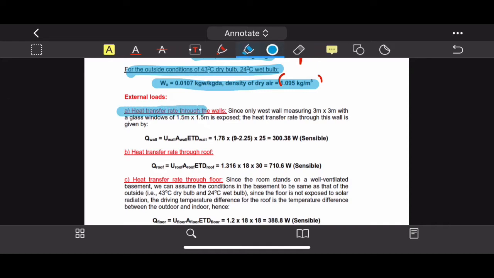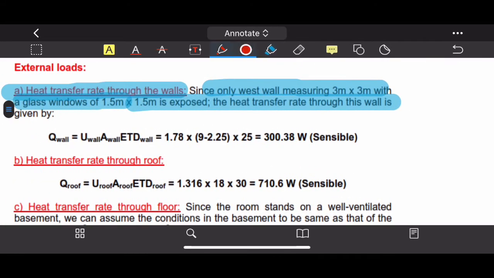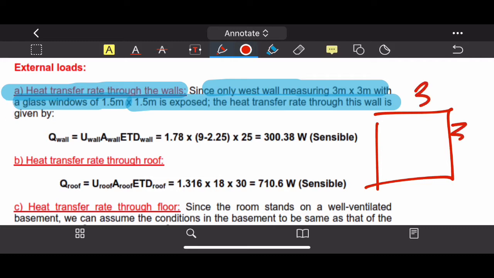Heat transfer through the walls. Since only one wall measuring 3 meter by 3 meter with a glass window of 1.5 meter by 1.5 meter is exposed, heat transfer through that wall, through that window, is given as such. So let me draw. This is the wall, right? 3. However, there's a door there. 1.5, 1.5. So this is a window, and this is a wall.